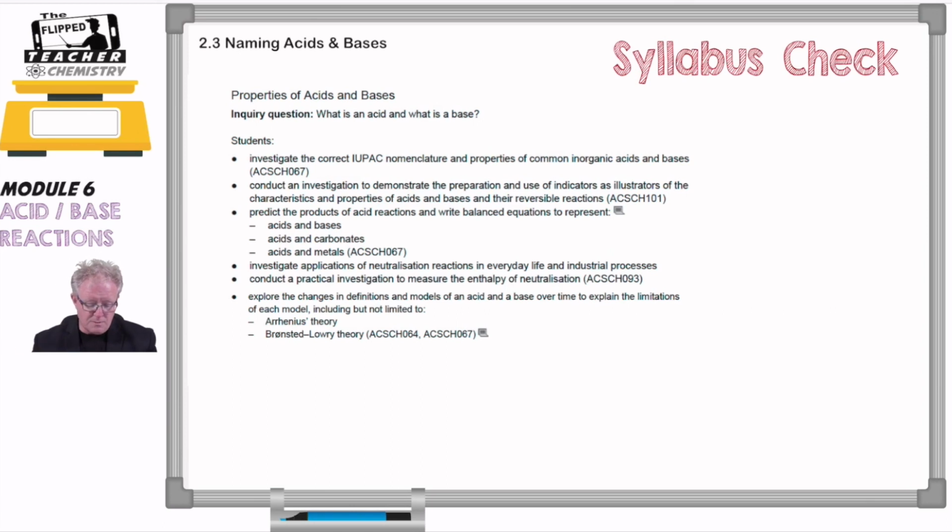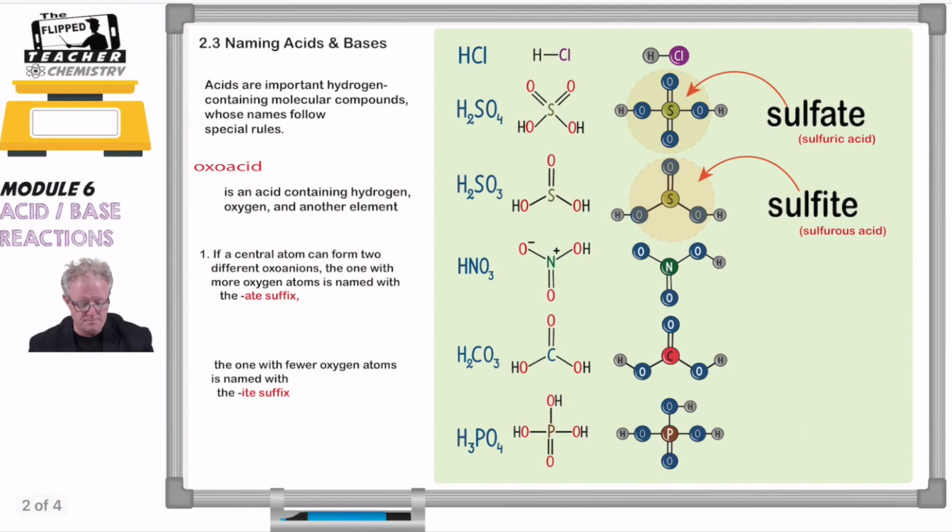So let's have a look here, because it says in this first dot point the correct nomenclature. We've looked at the properties of acids and bases. Now we're looking into the nomenclature of the naming system. So nomenclature just means to name them. What are the rules? So let's check it out here.